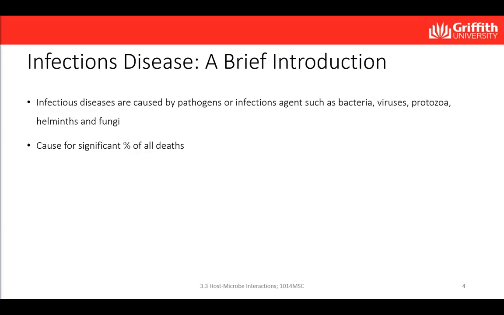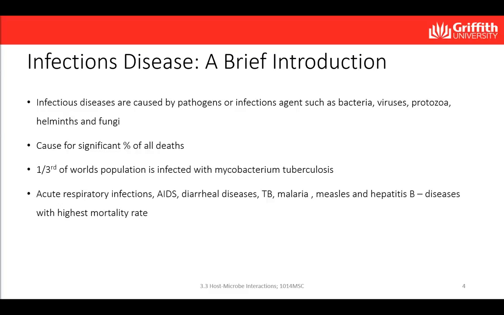Infectious diseases are caused by pathogens, including bacteria, viruses, and helminths. Infectious diseases cause a significant percentage of all deaths. About 1/3 of the world's population is infected with a bacterium called Mycobacterium tuberculosis, and this poses a significant problem in developing countries in particular. Acute respiratory infections, AIDS, diarrheal diseases, TB, malaria, measles, and hepatitis B are the top 7 infectious diseases to kill humans.